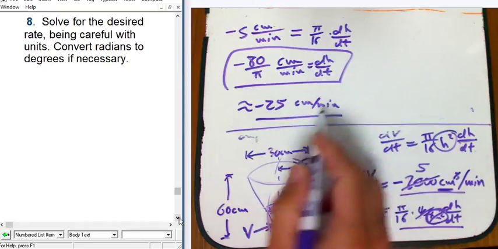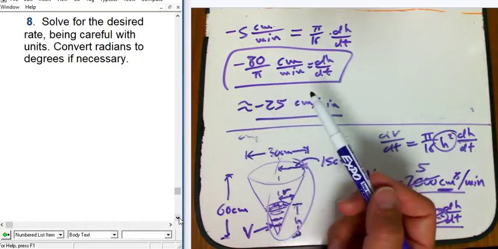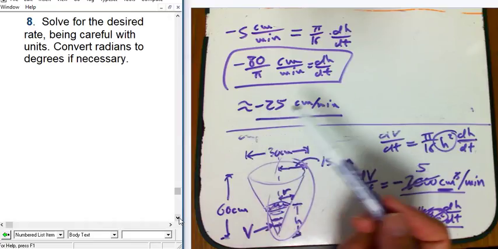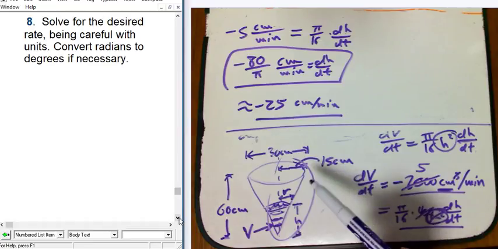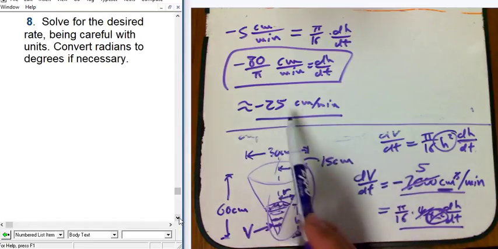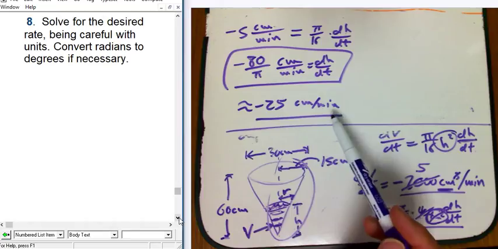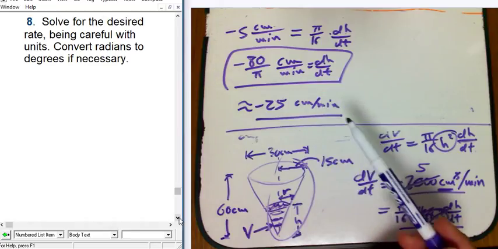And then maybe do a reality check. If it's like 25 million, I don't think so. If it's minus 0.000025, I don't think so. But it seems fairly reasonable that water is leaving this tank at a pretty decent rate, and it looks like it's going to take less than a minute to empty this thing out. Okay.